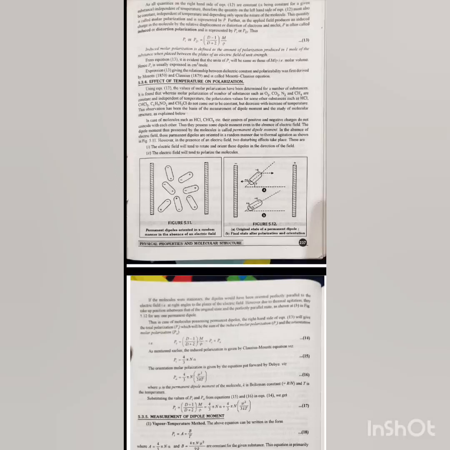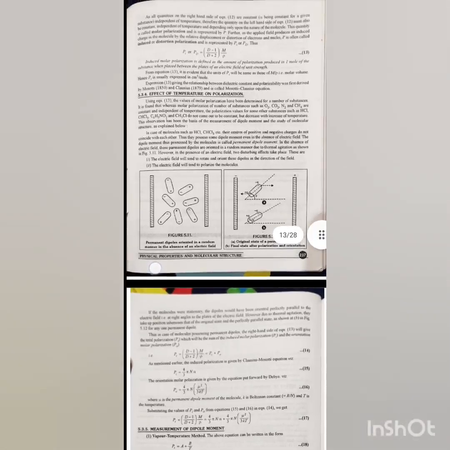Now the next article is the effect of temperature on polarization. Using equation 13, the values of molar polarization have been determined for a number of substances. It is found that whereas the molar polarization of a number of substances such as O2, CO2, N2 and CH4 are constant and independent of temperature, the polarization values for some other substances such as HCl, CHCl3, C6H5NO2, and CH3Cl do not come out to be constant but decrease with the increase of temperature.